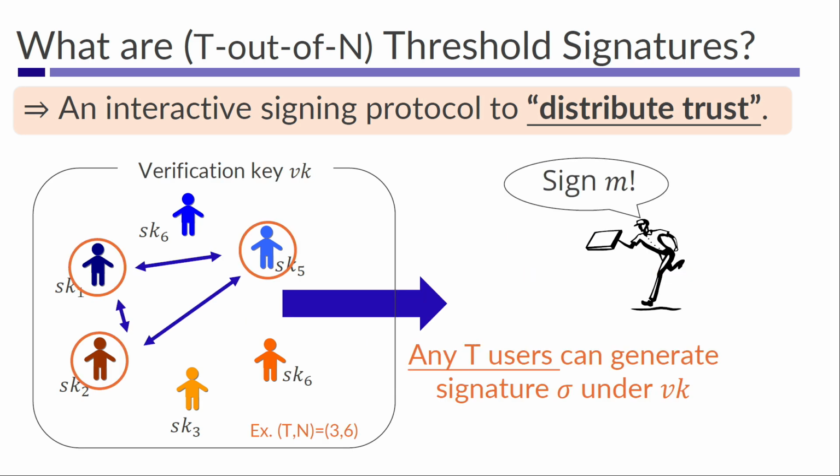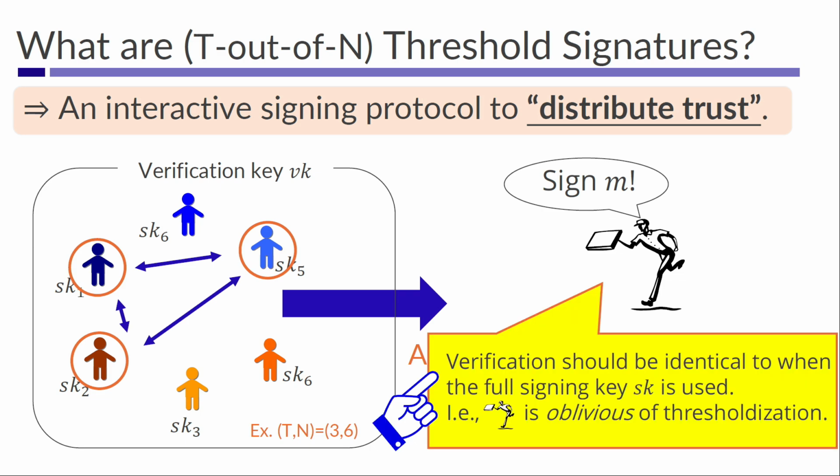So that's the functionality. Looking at it a bit more closely, when a user comes and says, please sign my message M, then any 3 users, in this example, can interactively sign and produce a signature under this verification key. And the important thing is that this verification algorithm should just be the same as what you would use in practice for this particular VK. So the signer or the user is kind of oblivious that this thresholdization is occurring in the background.